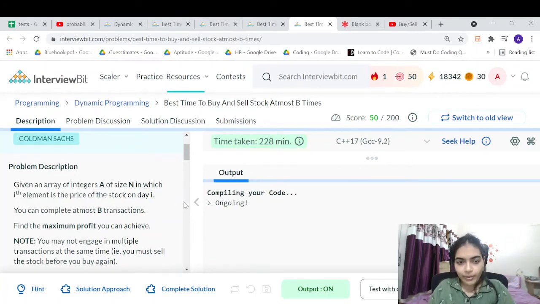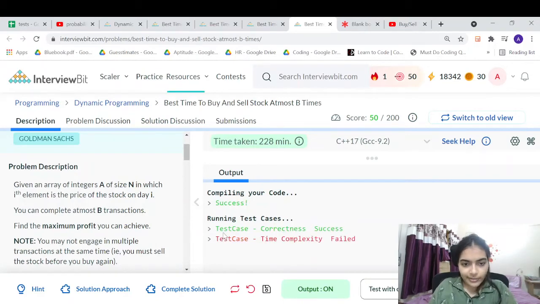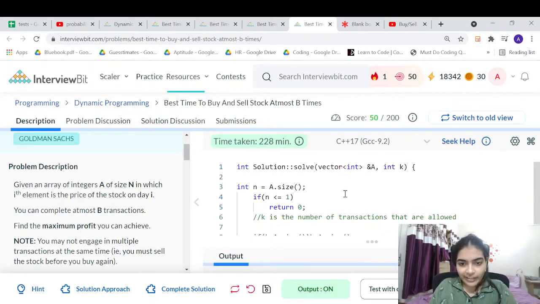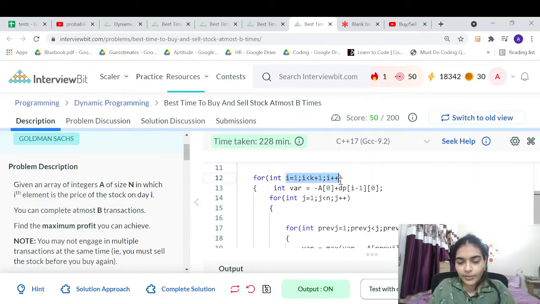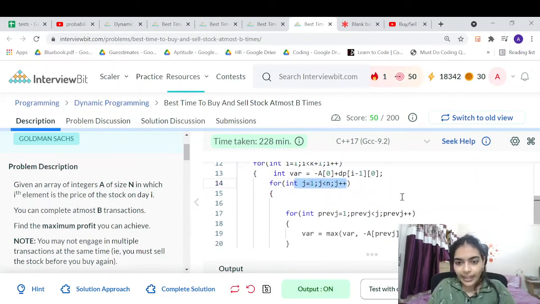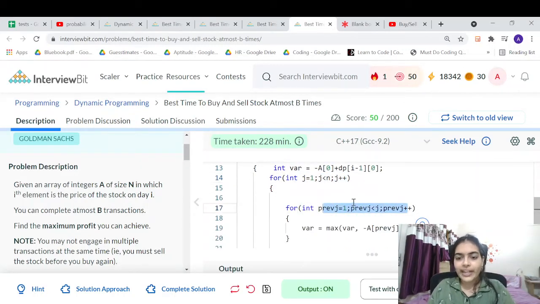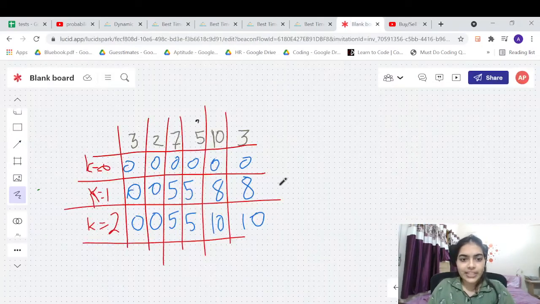Now there'll be a problem because it may give a time limit exceeded error. So yeah, time complexity failed. Why is the time complexity failing? First, let's calculate the time complexity. This loop is going to run for k times, and then this loop will run for n times, and then this loop will again run for n times, so it will be k into n square. So this is where we can optimize. Let's see how to optimize this.